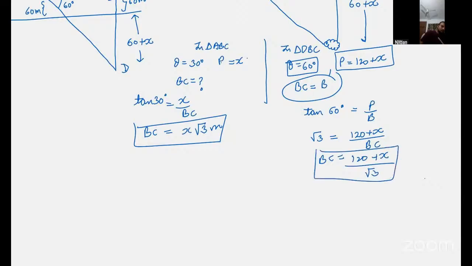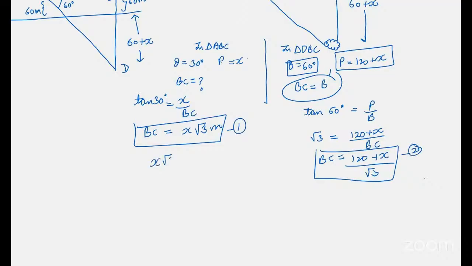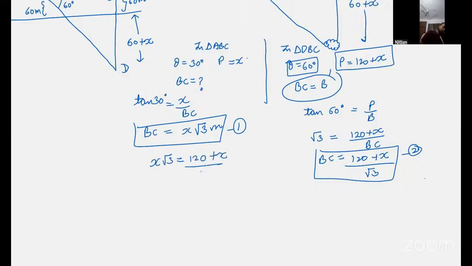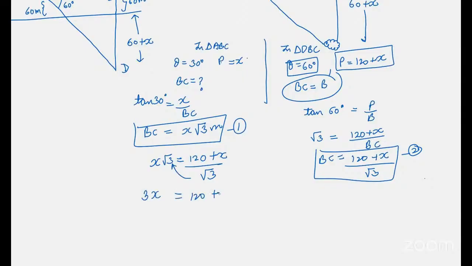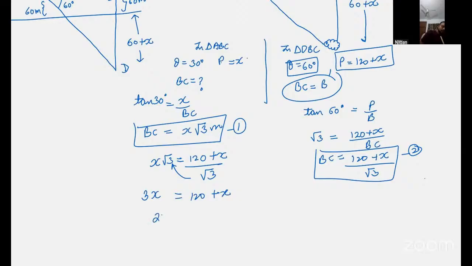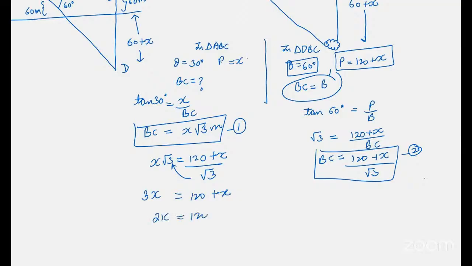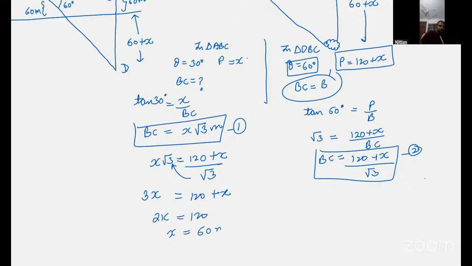Now this equation is also equal to BC. Can I equate them? Yes. So it will become x into root 3 equals (120 plus x) upon root 3. This will go to that side, it will multiply. So x into root 3 into root 3 will become 3x, equals 120 plus x. So 2x is equal to 120. x is equal to 60.